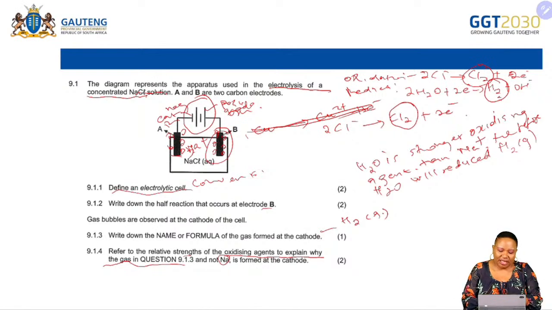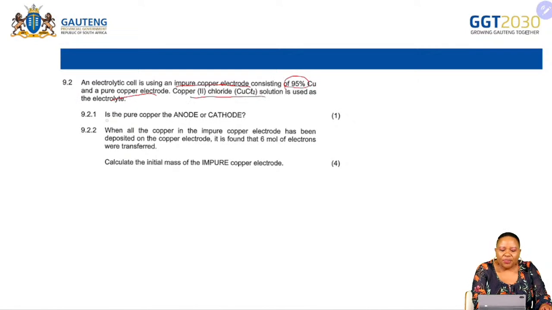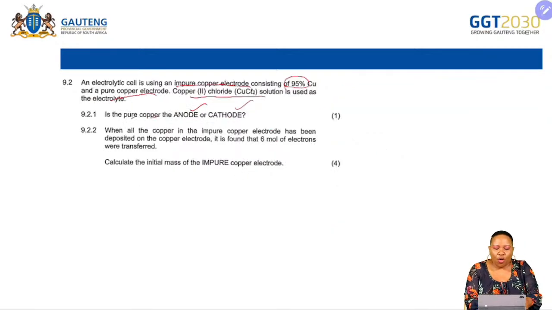Then, an electrolytic cell of impure copper electrode consists of 95% of copper and pure copper. So they ask, is the pure copper an anode or a cathode? Definitely, you know that the impure copper will be at the anode. The anode will have our impure copper. Therefore, our pure copper will form at the cathode. So the correct answer is that pure copper is our cathode.